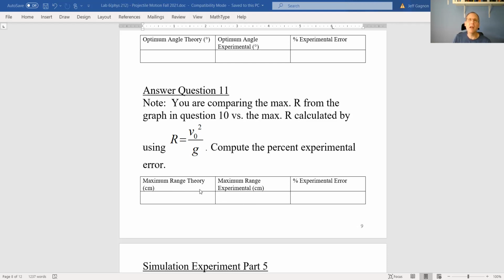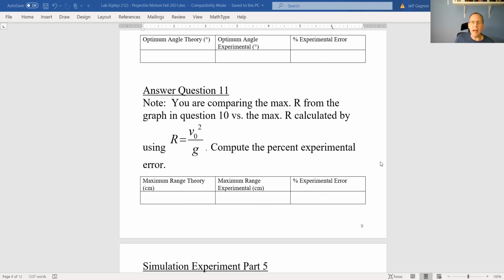Okay, and then finally, compare these two by computing a percent experimental error. So again, you divide by the theory one, the accepted predicted theoretical value. And hopefully these values are fairly close. Make sure you show me all these calculations. Show me this calculation, and show me the calculation for the percent experimental error.